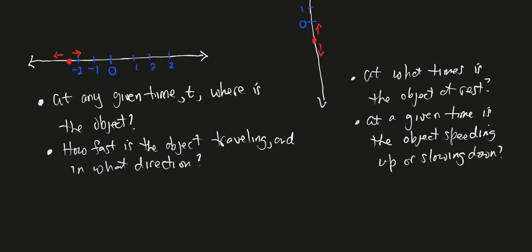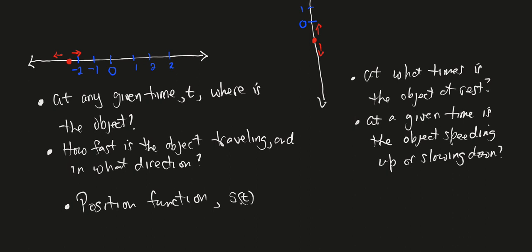So let's address the first one I mentioned about where is the object. Well, that one's going to be easy for us because we are going to be given what we're going to call a position function, right? So the position function, it will be a function of time, right? And it's typically denoted either s of t, right?